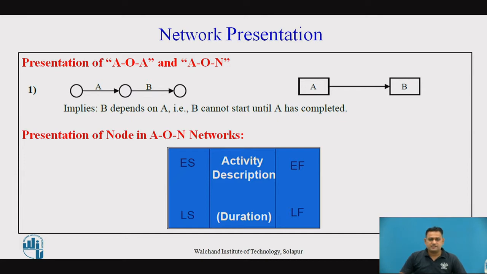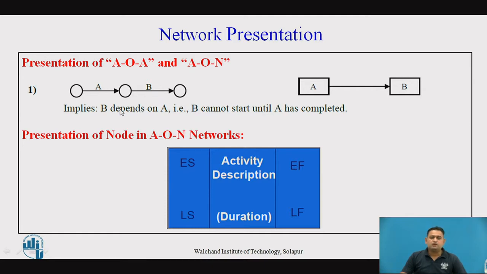Now this is a network presentation. In this presentation, we are observing that there are two types of network. One is the activity on arrow as well as the second one is activity on node. The first diagram shows that the activities are represented by the arrow, and in the same network diagram, it is represented by the event.